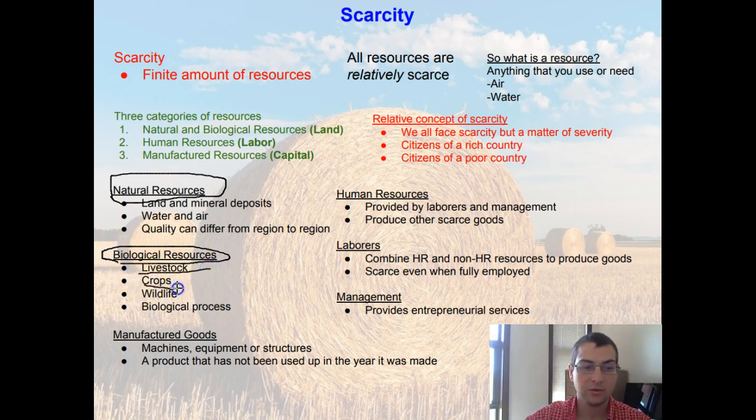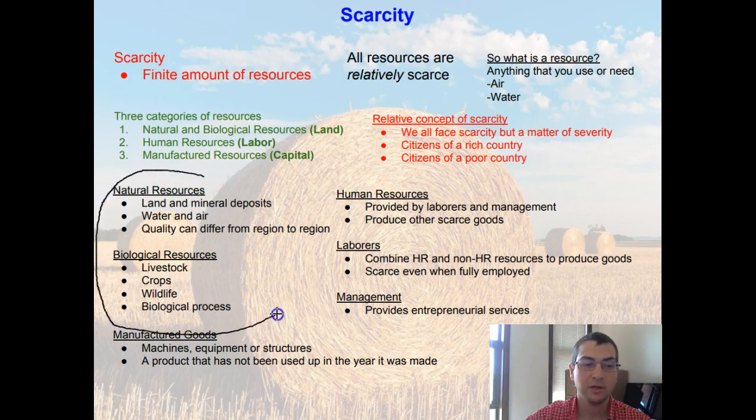Whether it be livestock, crops, or wildlife, they go through this biological process, separating these two out. But this whole area encompasses the land resource. The next main resource that we talk about is our labor resource, also known as human resources. Human resources are then broken down into laborers and management.